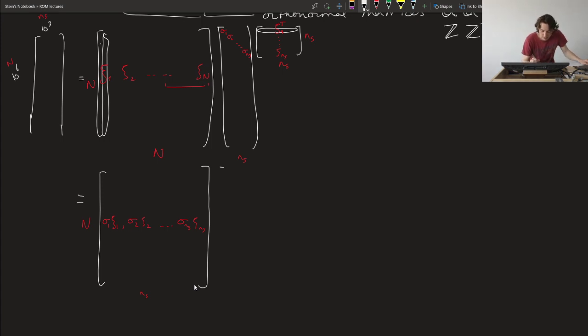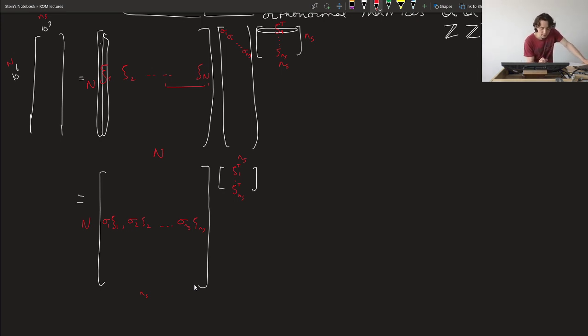Now I still have to multiply that by that square matrix that is ns by ns of zetas. Zeta transpose 1 going to zeta transpose ns. And how does this multiplication work?